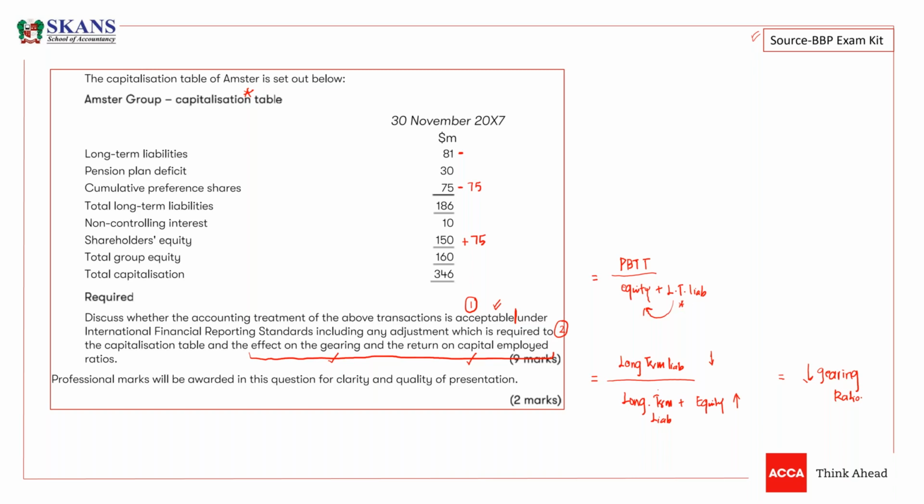Equity plus long-term liability. It means the denominator will remain the same, and profit before interest and tax will also remain the same because this is before interest. So liabilities interest will have no effect on PBIT. If you have classified something in a liability, it will not affect profit before interest and tax. If you have classified something in equity, it will not affect profit before interest. So there will be no impact on gearing.